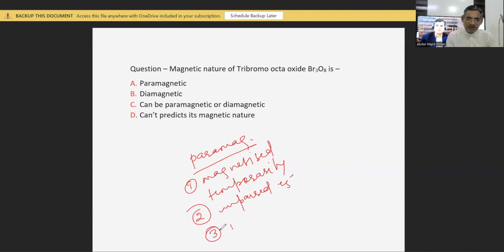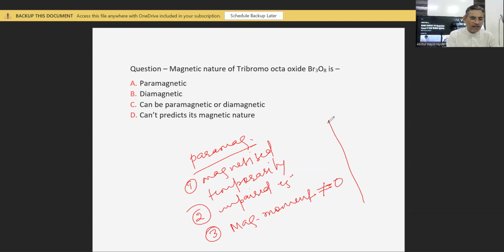Third, those species which have unpaired electrons will have a certain value of magnetic moment, and since they have a certain value of magnetic moment, they can be magnetized temporarily and will be known as paramagnetic. This is all related to the paramagnetic nature of any substance.